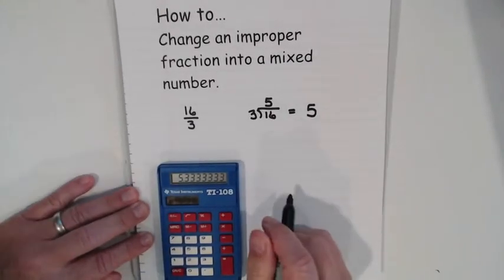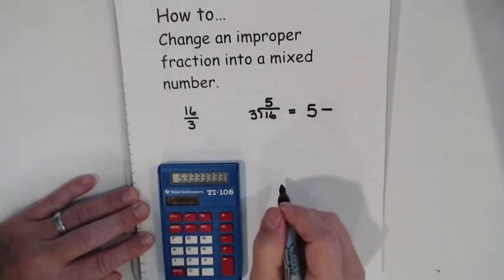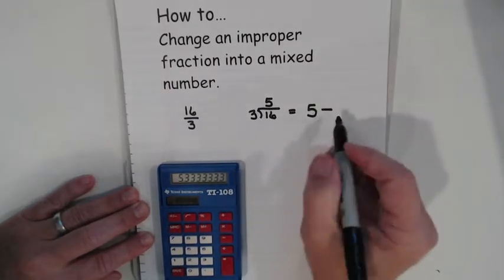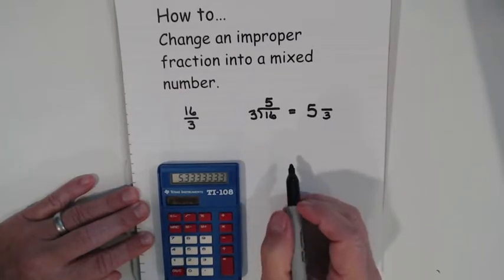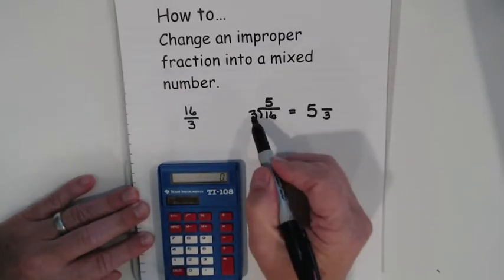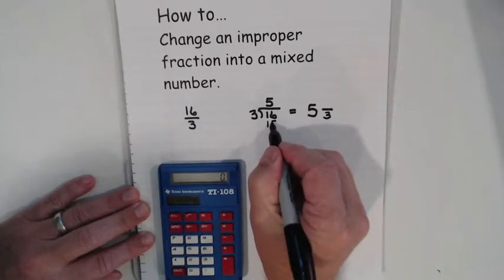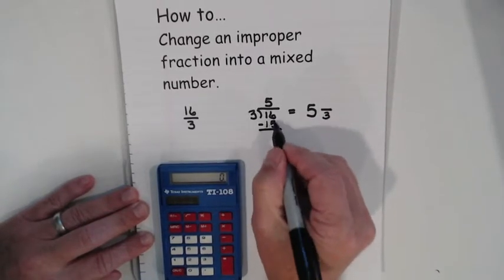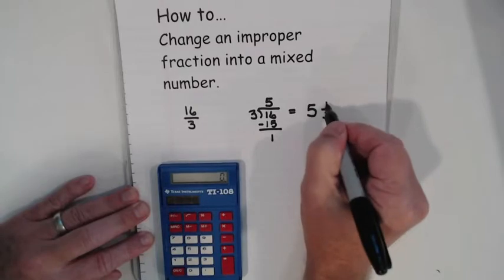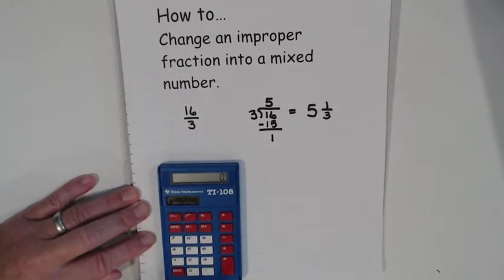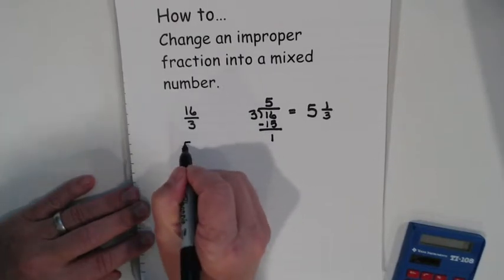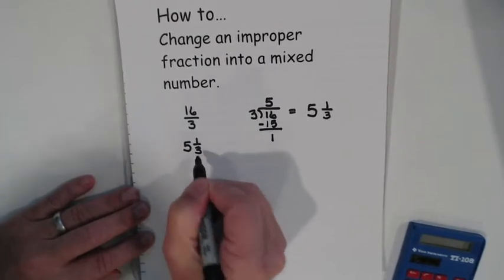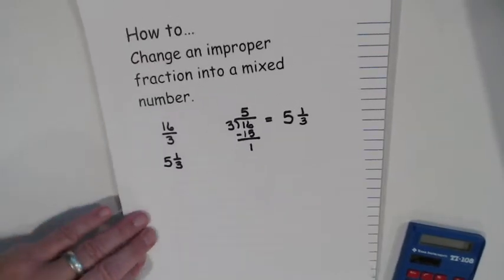5 is the whole number part. I need to figure out the fraction part. This 3 is going to go right here. I need to figure out what's left over. 5 times 3 is 15. I subtract it from 16. I've got 1 left over. That 1 goes right there. 16 thirds as a mixed number is 5 and 1 third. Let's do one more example.